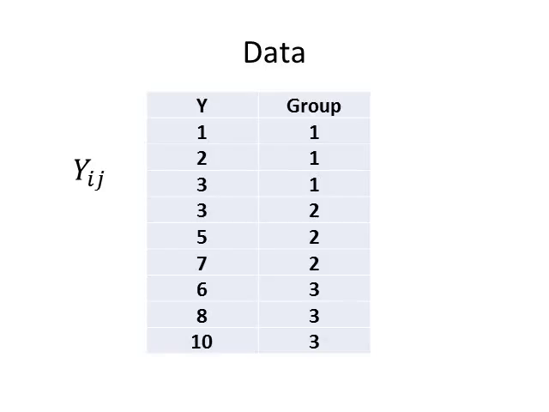Each value of y, we consider y sub ij. That is, y sub i for the individual or the person, and j within each group. So person 1 in group 1 is y sub 1,1.